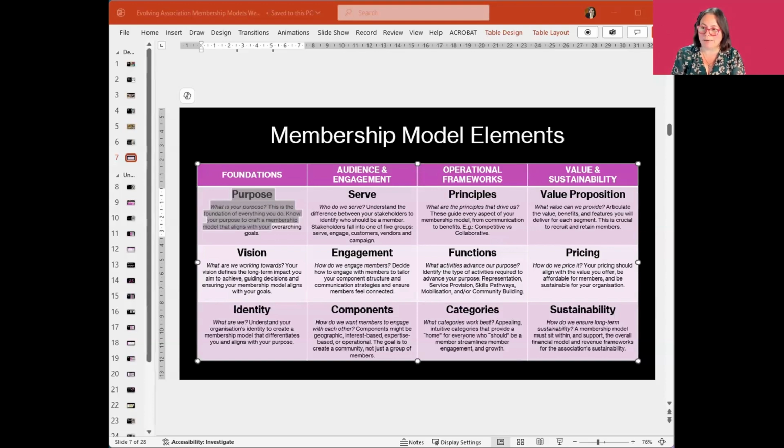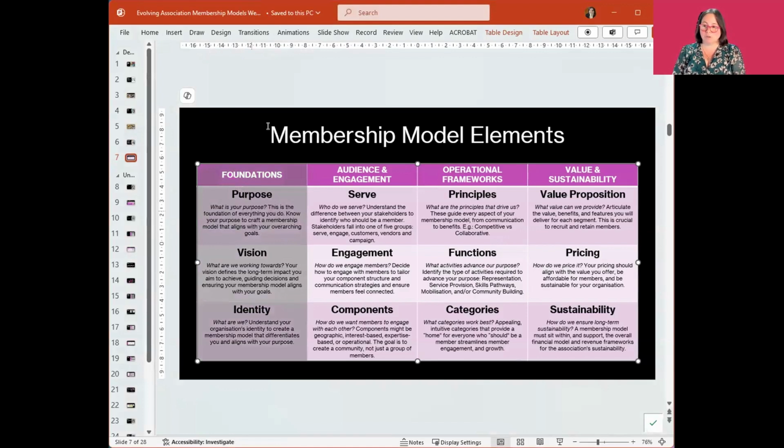So we've got to think about membership as a tool. And what I'm going to jump into now is I'm going to go through each of these elements, and I'll address where the things have come up that we've talked about. So first we talked about the foundation. So this first column here is the things that you need to know before you can even start on any kind of membership model review or setting up membership from scratch.